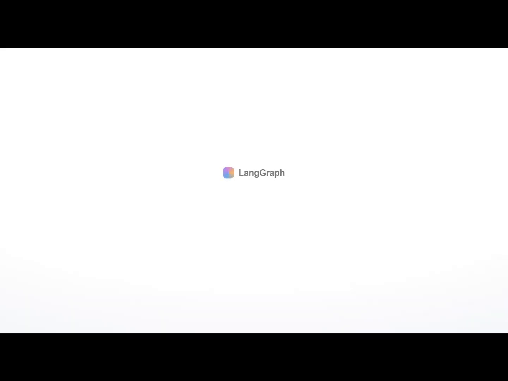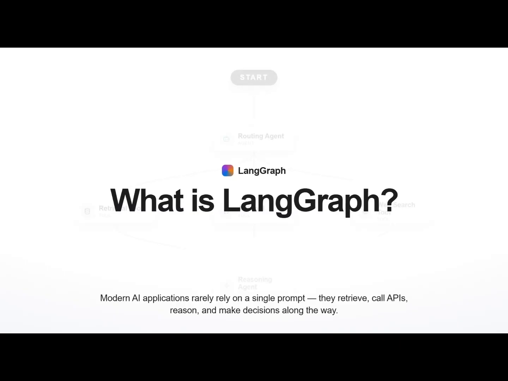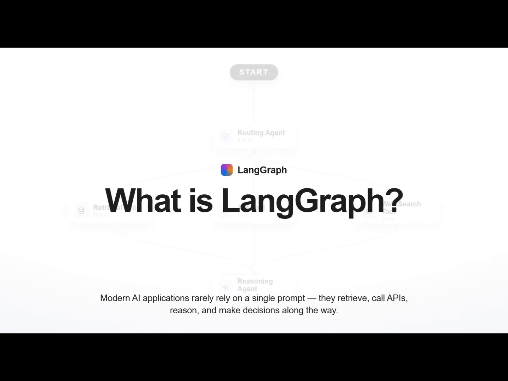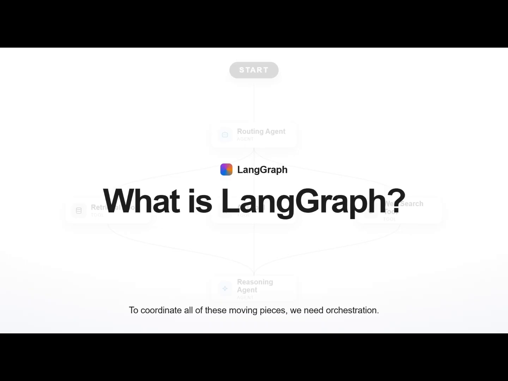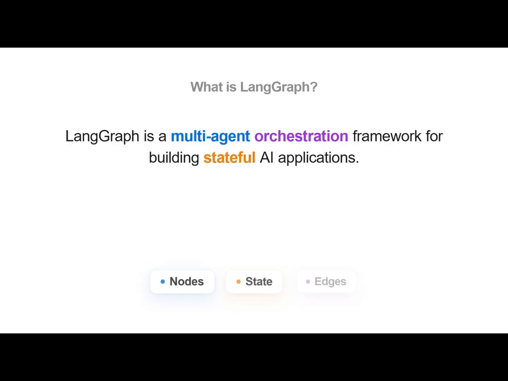Now that we've understood agentic RAG, let's introduce LangGraph. Building agentic workflows means coordinating multiple agents, tools, and decision points, which can quickly become difficult to manage. LangGraph is designed to orchestrate these complex workflows. It provides a structured way to build stateful AI applications using three core concepts: nodes, state, and edges.